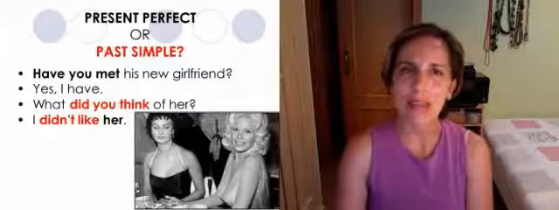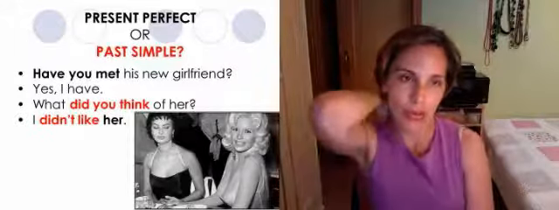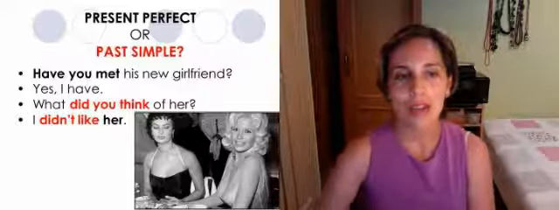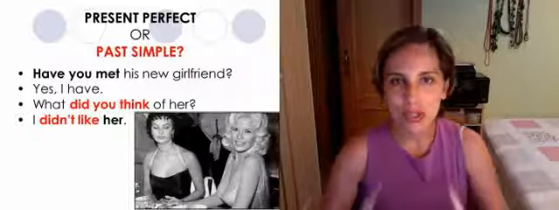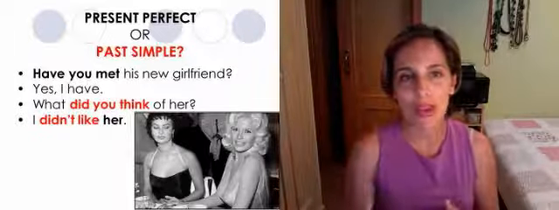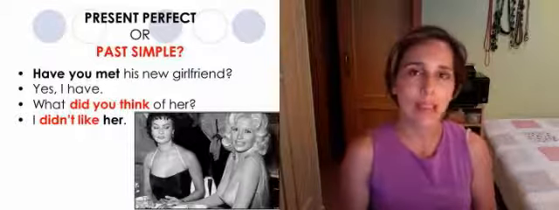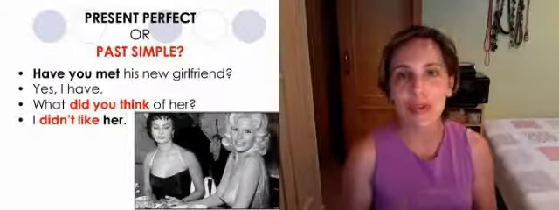So you can say, have you met his new girlfriend? And she says, yes, I have. And then you want to ask her, and what did you think of her? And then Sophia tells you, oh, I didn't like her. Okay, so the first question that you ask is a general question. You simply want to know if Sophia had this experience in general, but we don't say exactly when. Have you met his new girlfriend? Yes, I have.